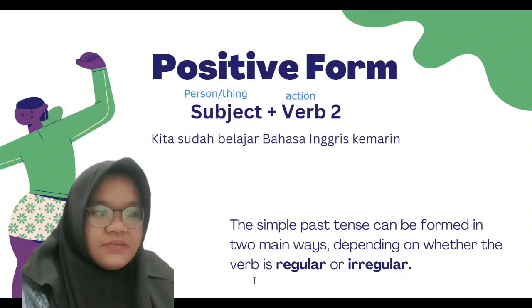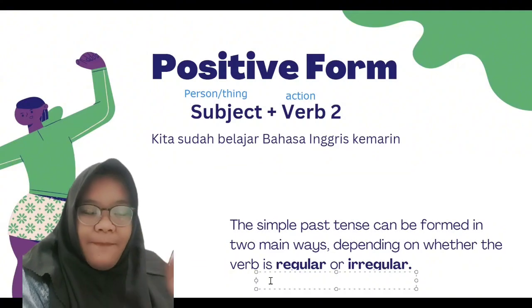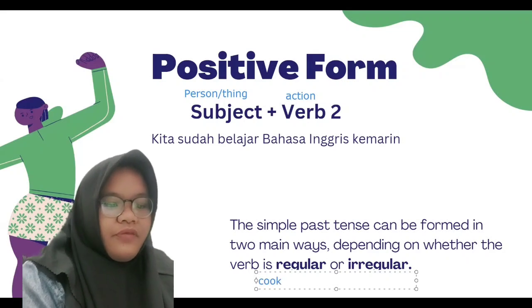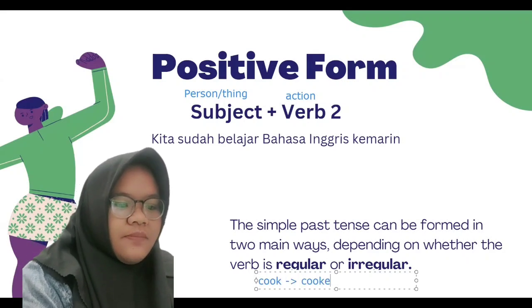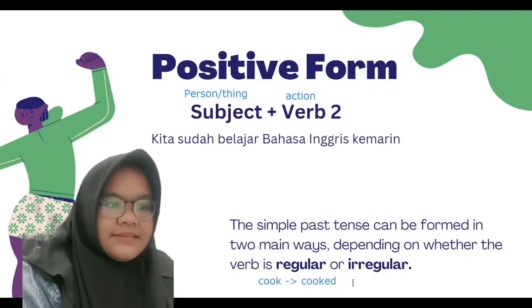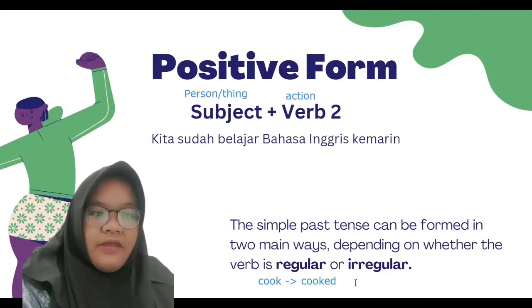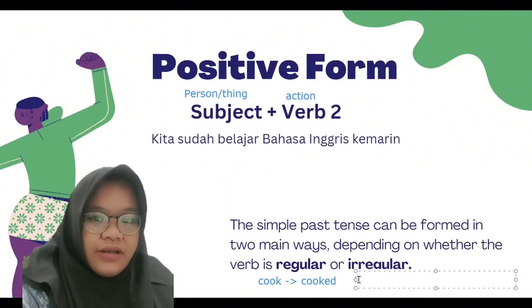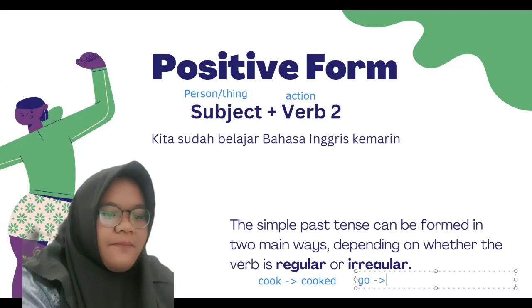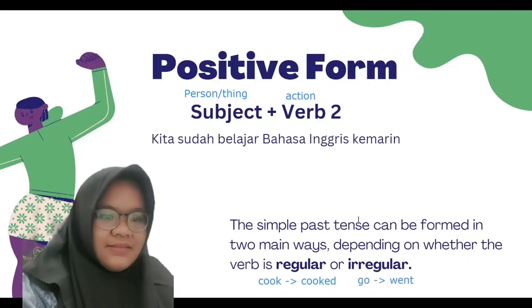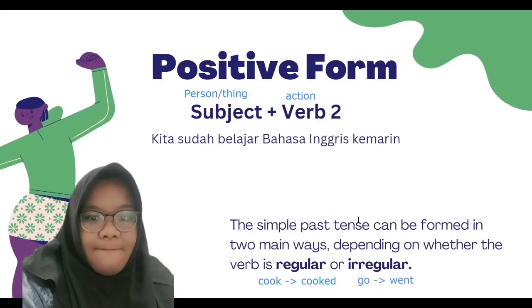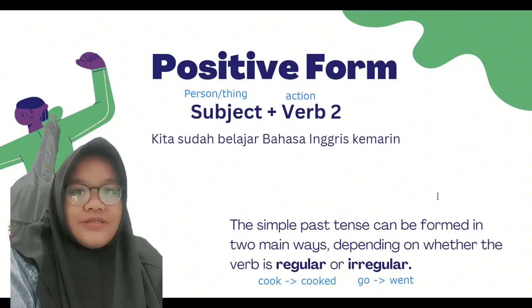What is a regular verb? Regular verbs are the ones where we put ed at the end of the verb. For example, cook becomes cooked. Yes, that's the regular one. Another example is watch, becomes watched. And then as for the irregular, the whole word is changed. For example, go becomes went. See becomes saw.